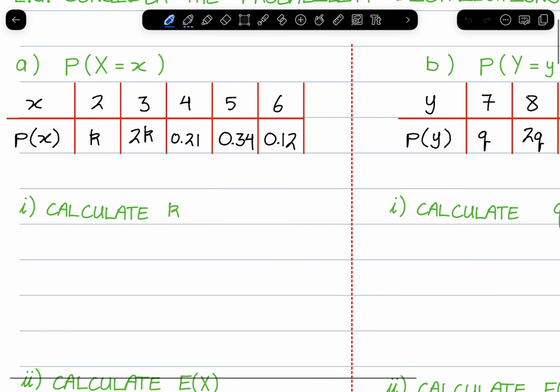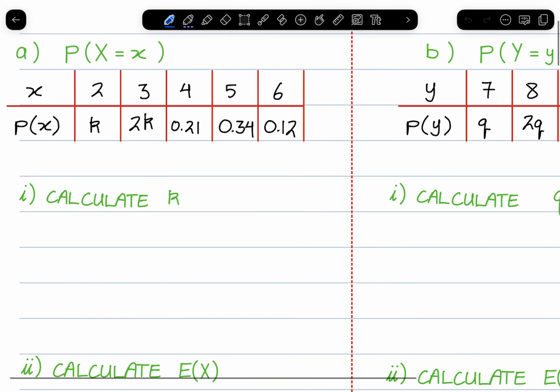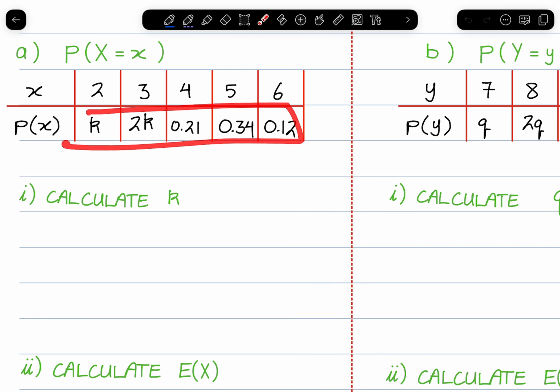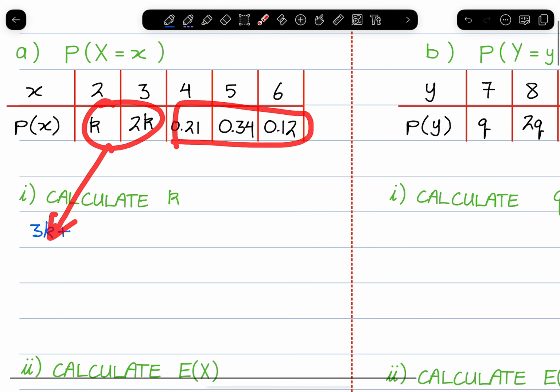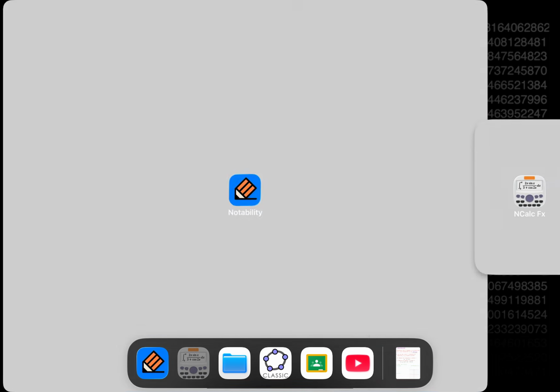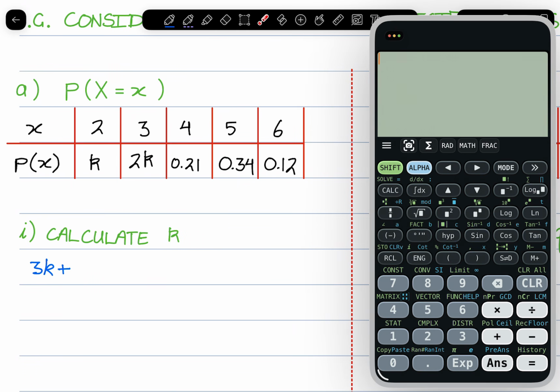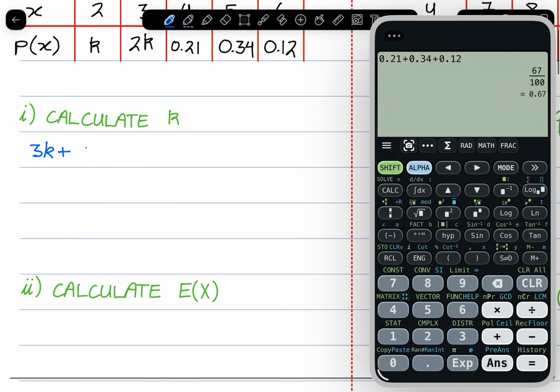Okay, so for this example, I hope we're very familiar by now how to calculate missing values here. We should know by now that the probabilities of all of these should add up to 1. So we can make our statement here: 3k plus, so I'm adding these two, plus these three. So let me just grab a calculator here. So 0.21 plus 0.34 plus 0.12, it's 0.67, should equal 1.